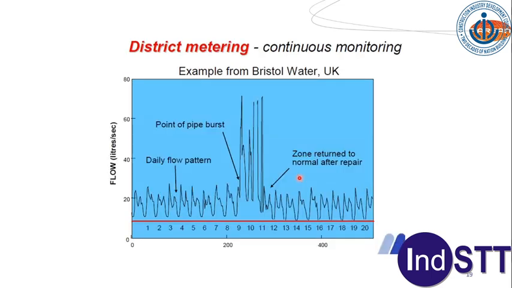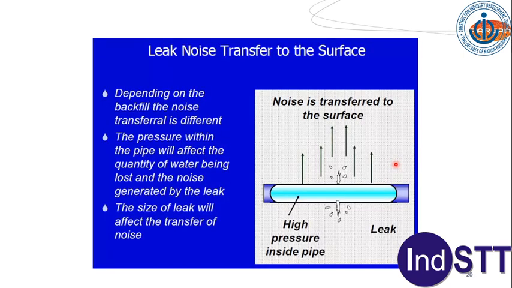Now this is again district metering, continuous monitoring. One example: this is the daily flow pattern, and this is the point of pipe burst, so the flow increases a lot. Again the zone is repaired, so the zone returned to normal after repair, and again we can see the normal flow coming here. So this is the flow logging concept. Then we have leak noise. This is the basis of noise correlators, or listening to the leakage noise, which is the next step.